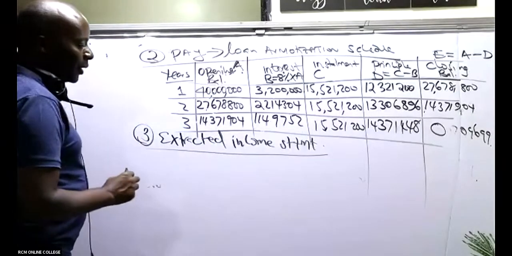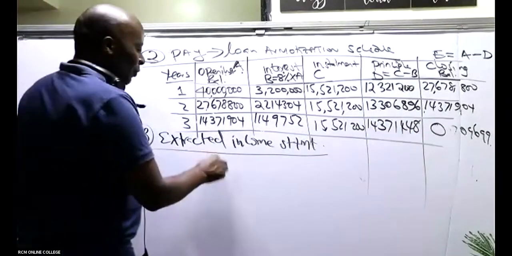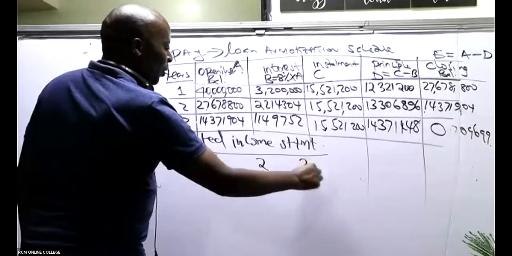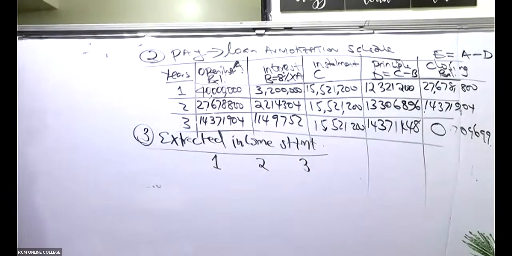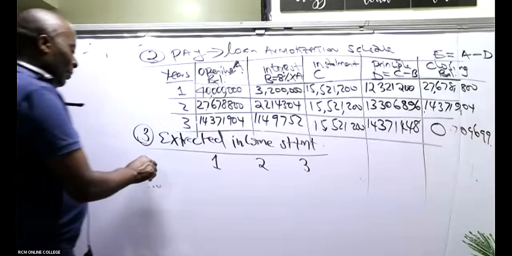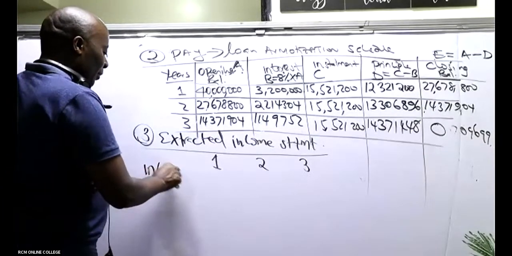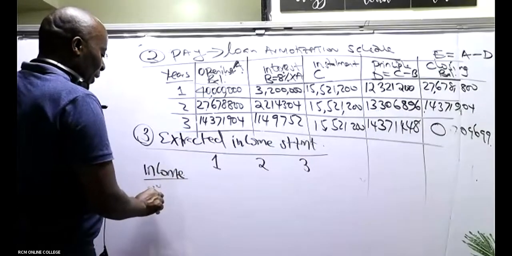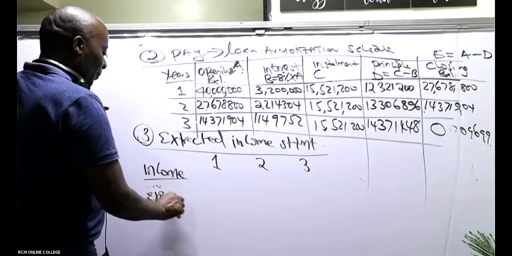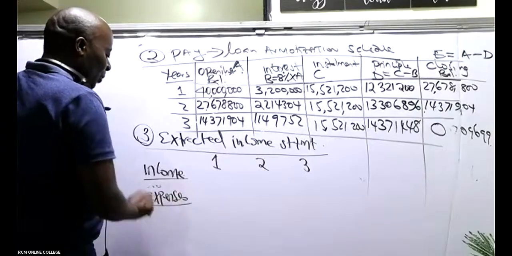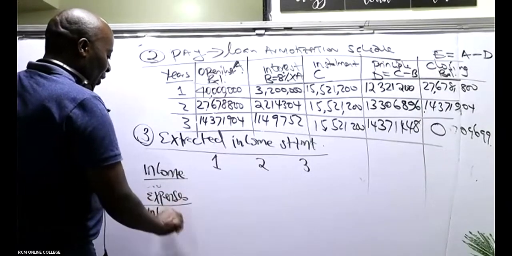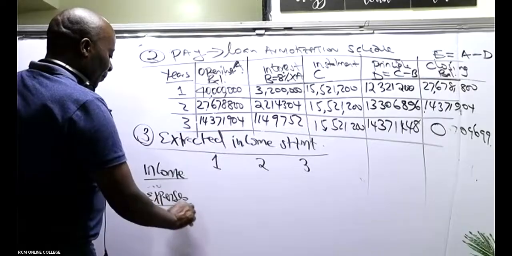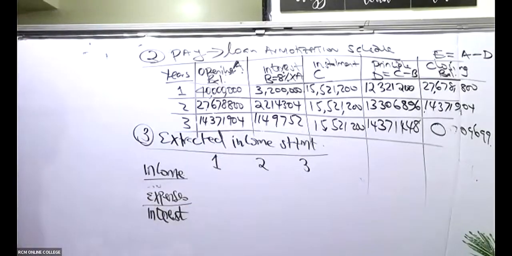Extracted income statement. So remember, we have 3 years: year 1, year 2, year 3. So you're going to have an income because there was a disposal done. And then we have expenses. There are two expenses normally. We have interest paid, interest, and then lastly, of course, we have what we call depreciation.